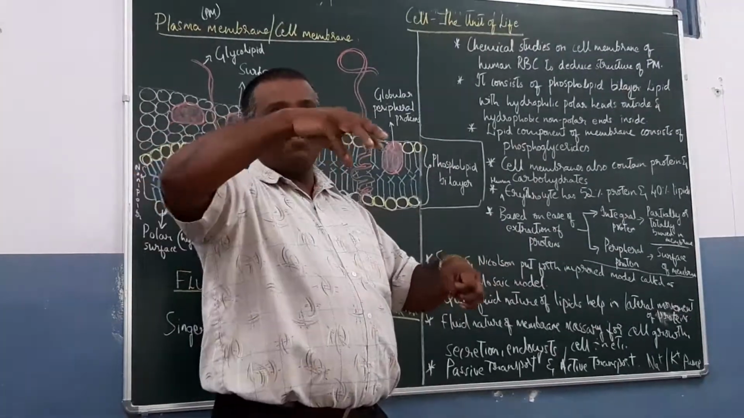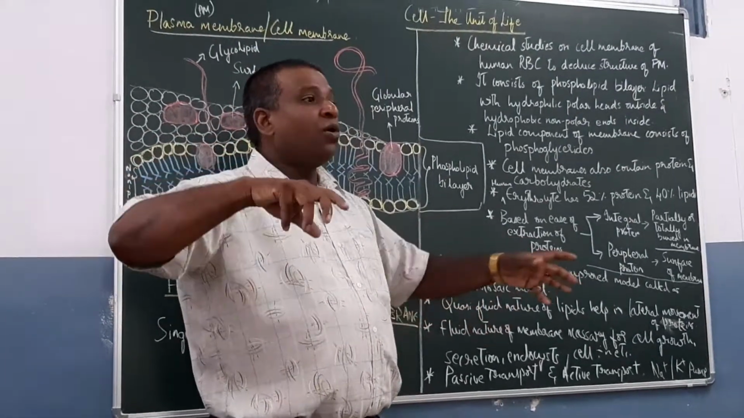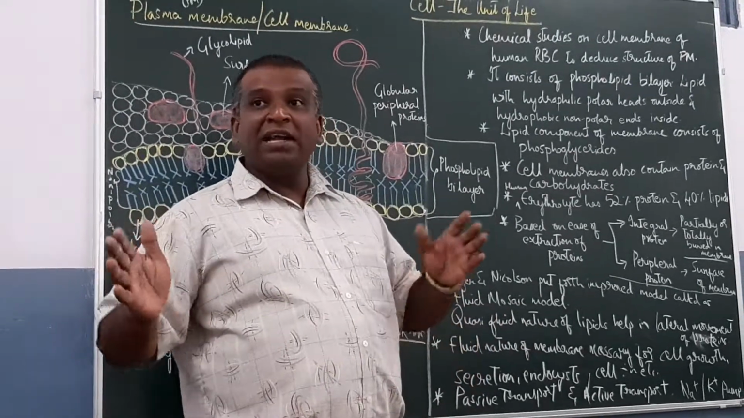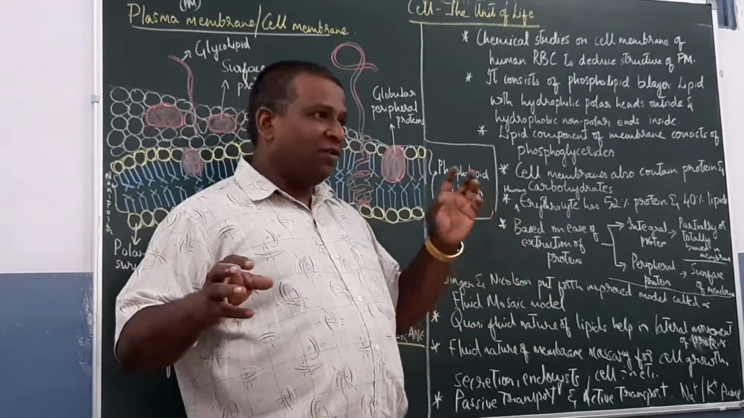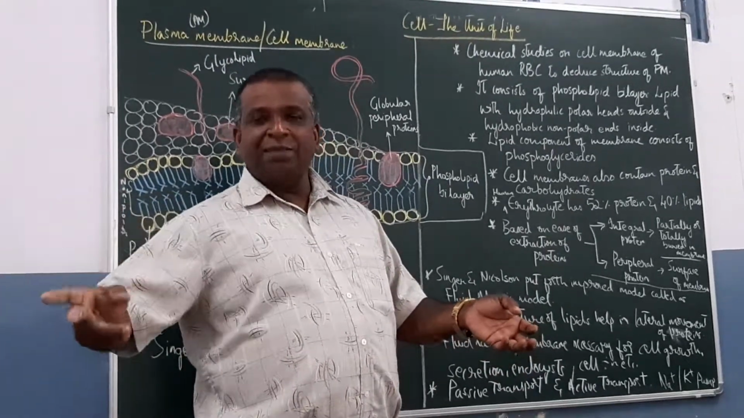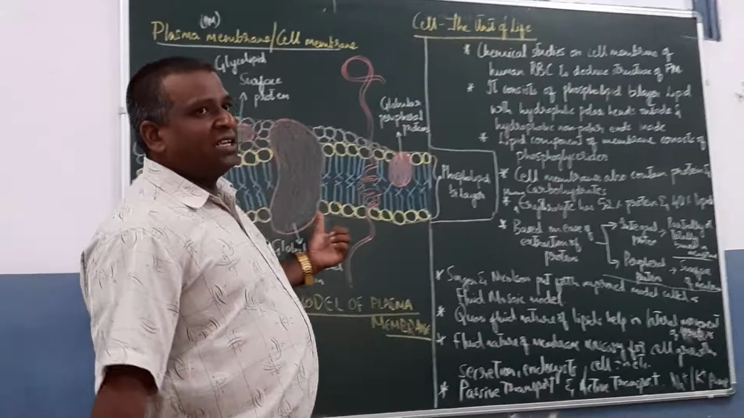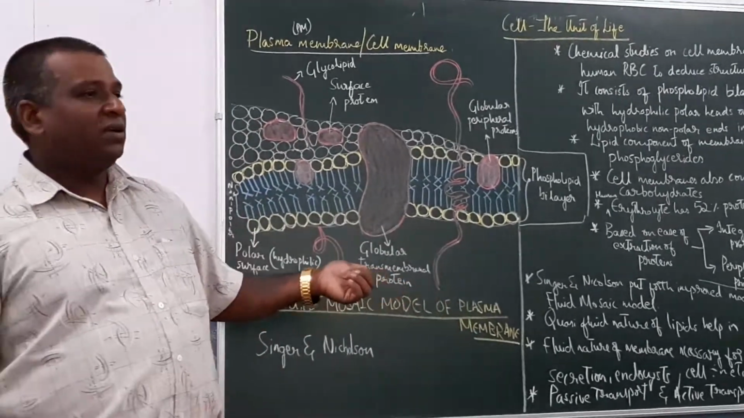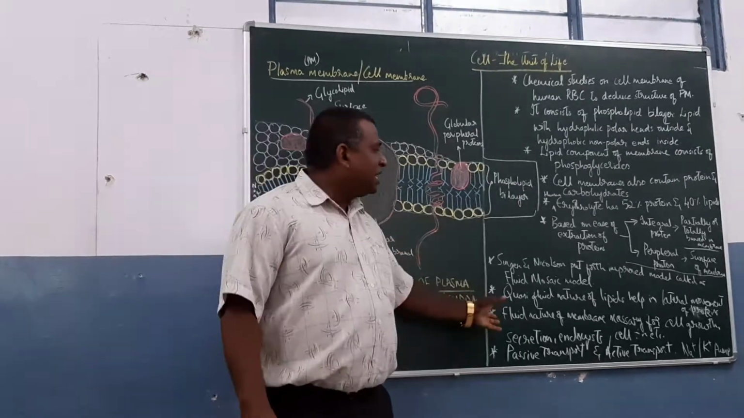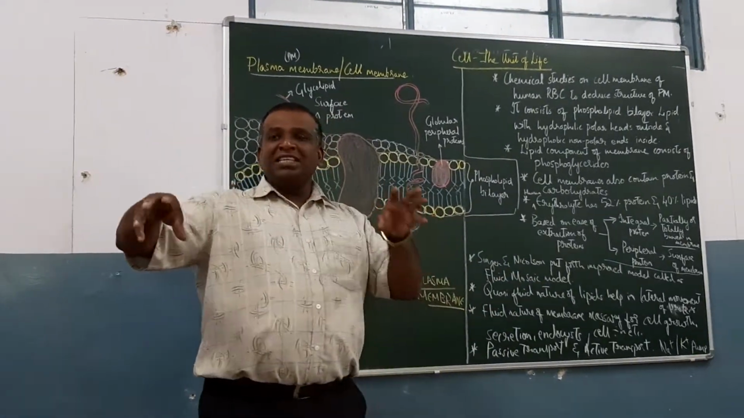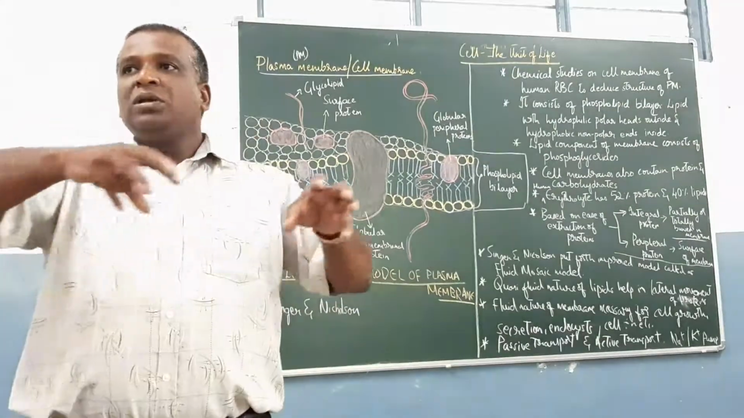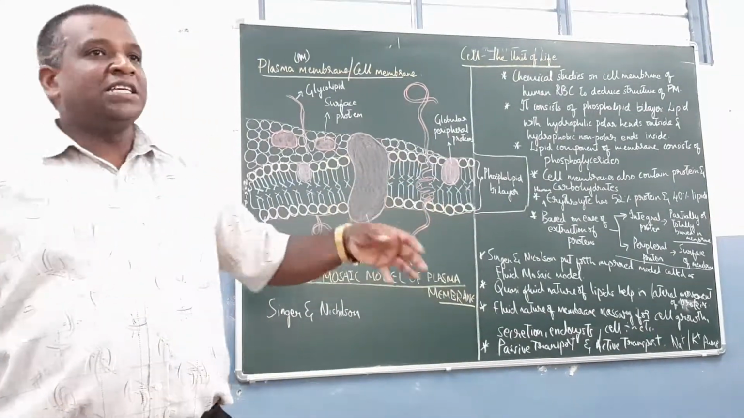The mosaics are formed by the proteins. The proteins are floating here. So since lipids are fluid in nature, that is, the quasi nature is semi-solid, semi-fluid, we call the model the fluid mosaic model of plasma membrane. So they help in lateral movement of proteins. Since they are semi-solid, semi-fluid, the proteins can move laterally in this model.